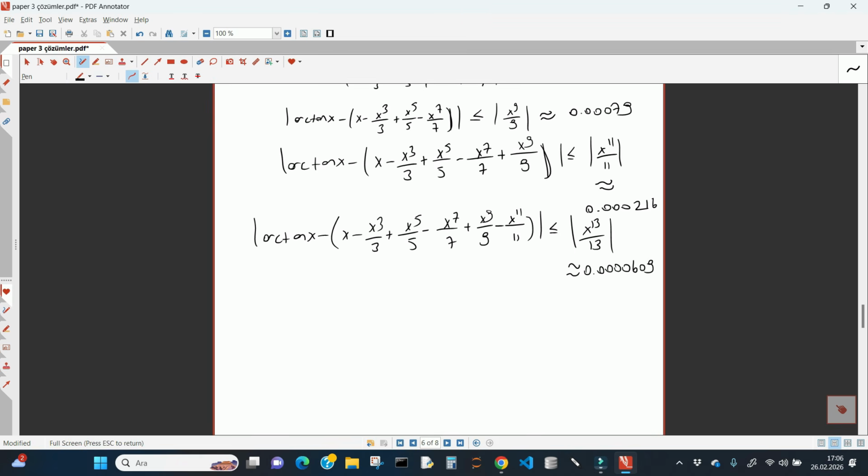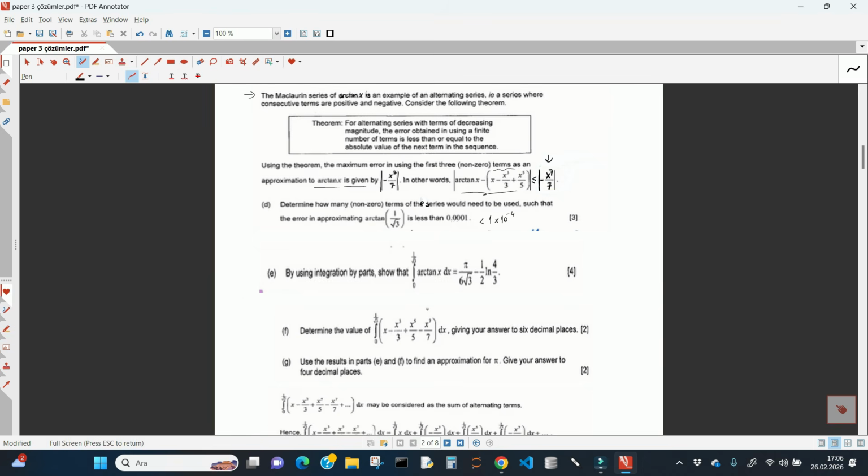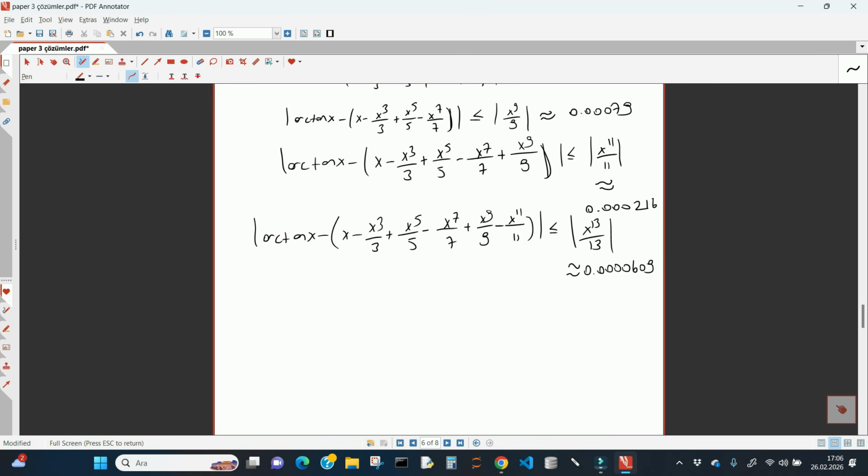In this case, how many terms do we use? 1, 2, 3, 4, 5, 6. So 6 terms need to be used.